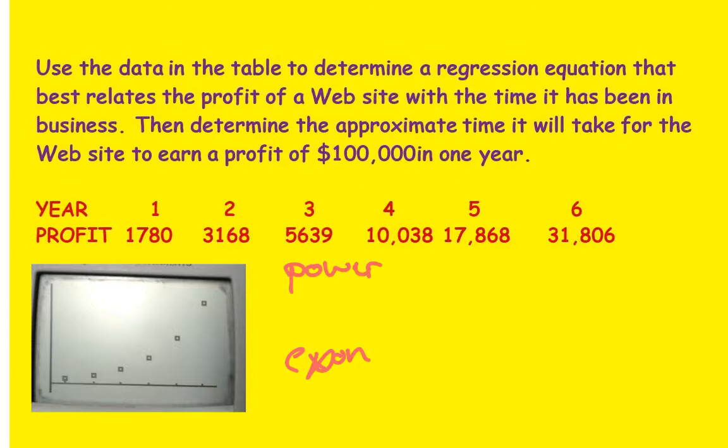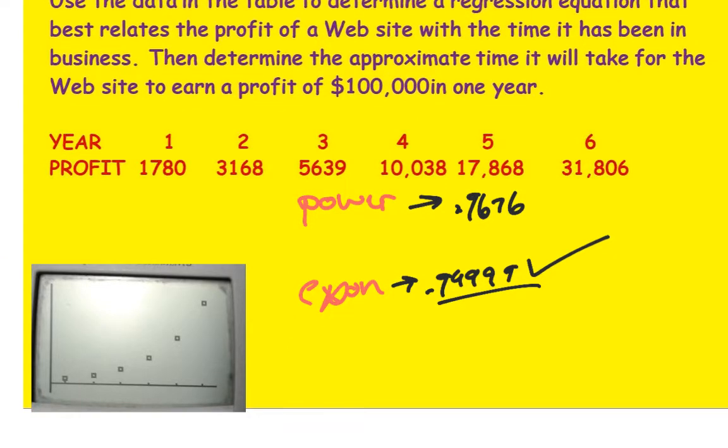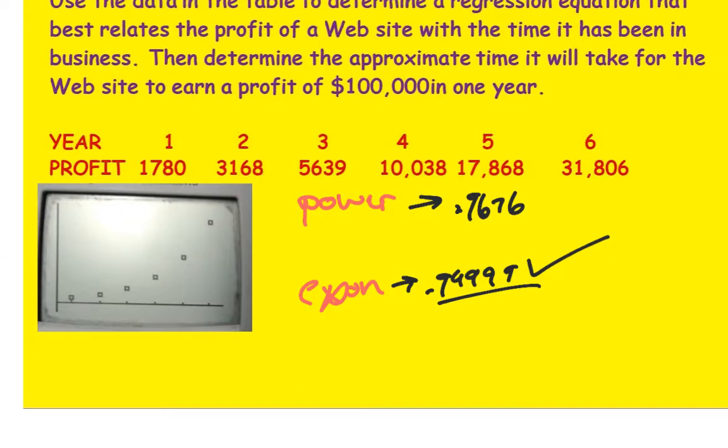So when I ran the power regression, it came out to be 0.9676. That's okay. Not great, but it's close. Remember, the closer it is to 1 or -1, the better it is. And then when I ran the exponential regression, it comes out to be 0.99999. This is the one we want. I want closer to 1. So I'm going to use that equation.